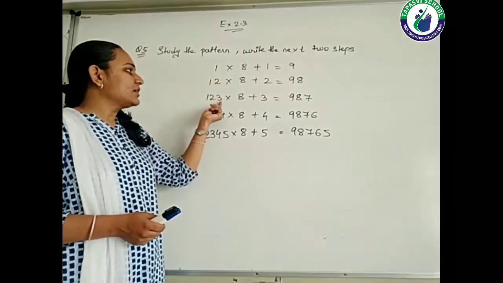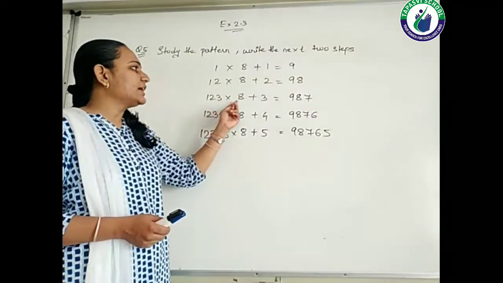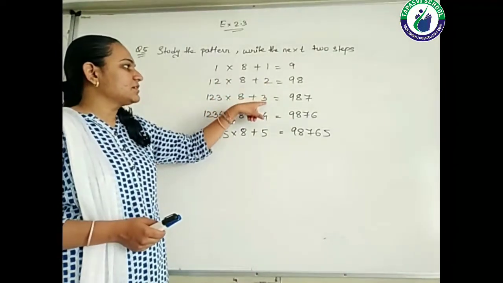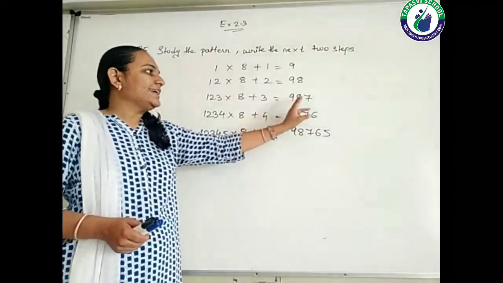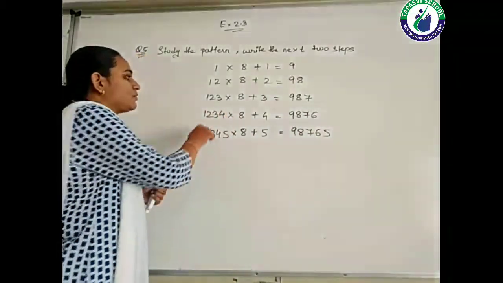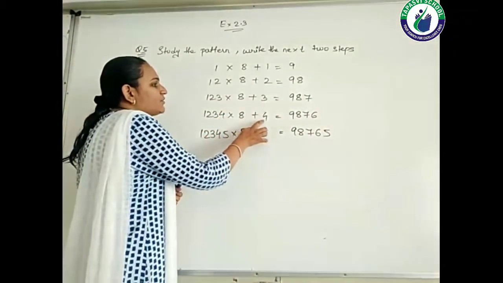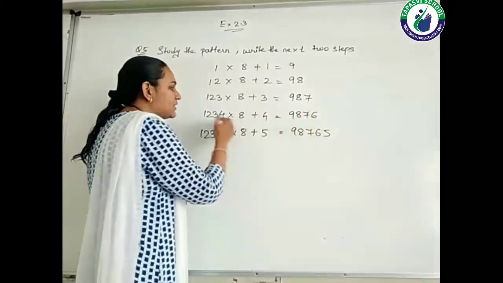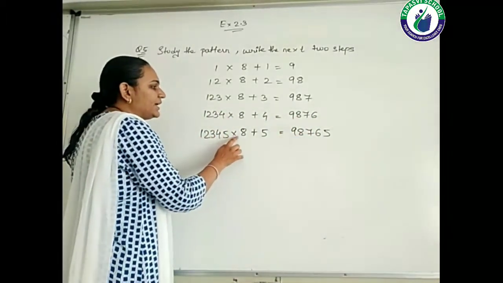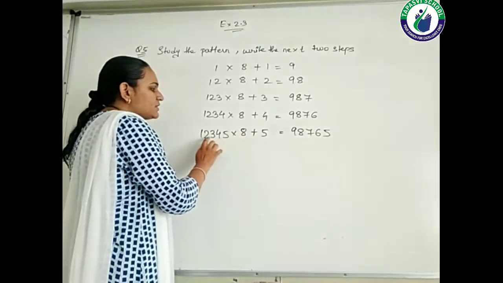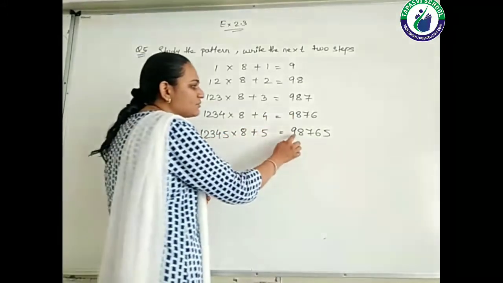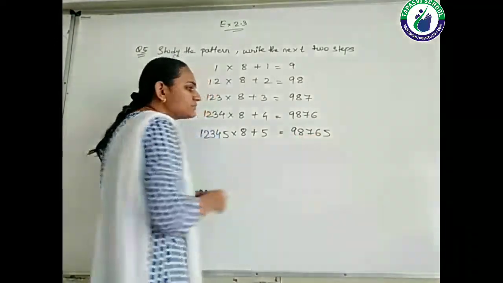Now they increased one more number, that is 3. So 123 into 8 plus 3. Say whatever the number is here, the same number is here also. So 987. So here it is decreasing, here it is increasing. 1234 into 8 plus 4, so 9876. Now one more number, 12345 into 8 plus 5. So here we have the increasing mode, here decreasing mode. So 98765.